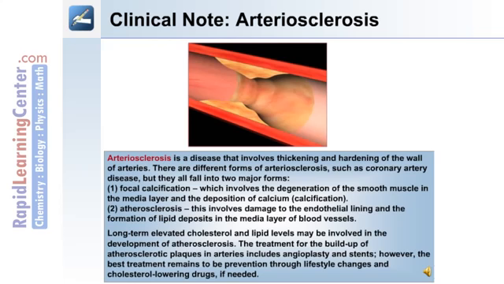The treatment for the buildup of atherosclerotic plaques in arteries includes angioplasty and the implant of stents. However, the best treatment remains to be prevention through lifestyle changes and cholesterol-lowering drugs if needed.